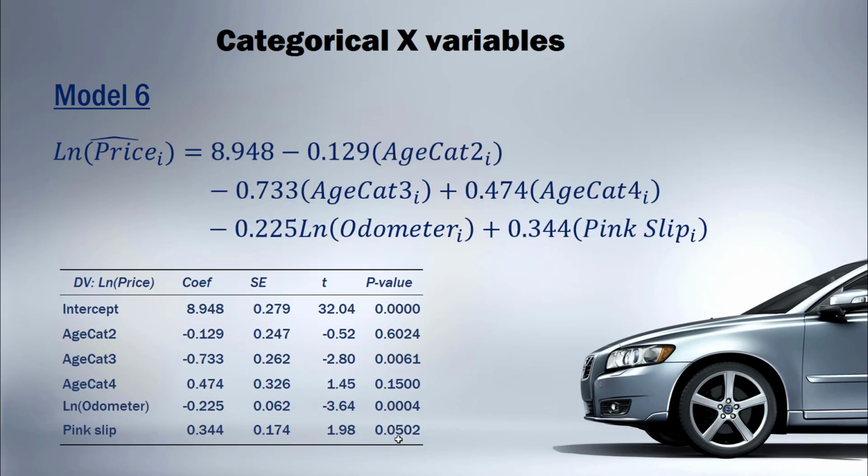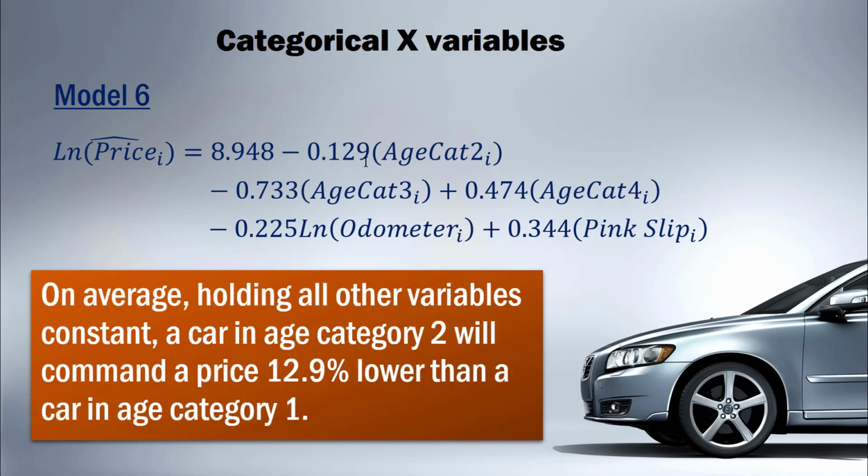But if I was to write this up into an equation as I have above, you can see I've just put in all of the coefficients from this output. Then we might be able to try to interpret the coefficients of age category 2, 3, and 4. So how do we do that? Well, to interpret the coefficient of age category 2, we'll say that holding all other variables constant, a car in age category 2 will command a price 12.9% lower than a car in age category 1.